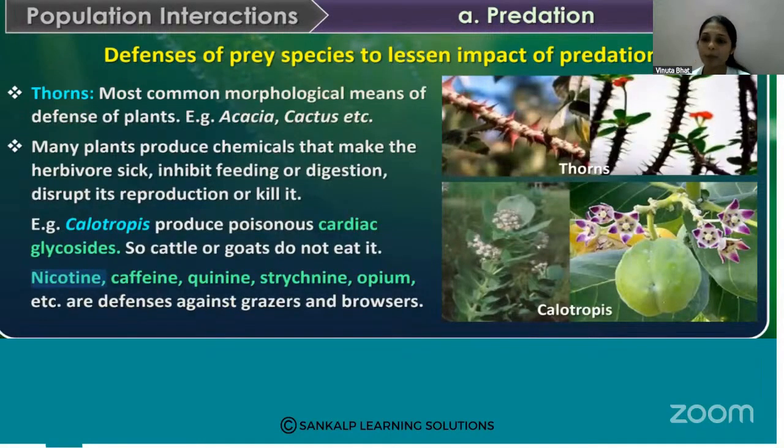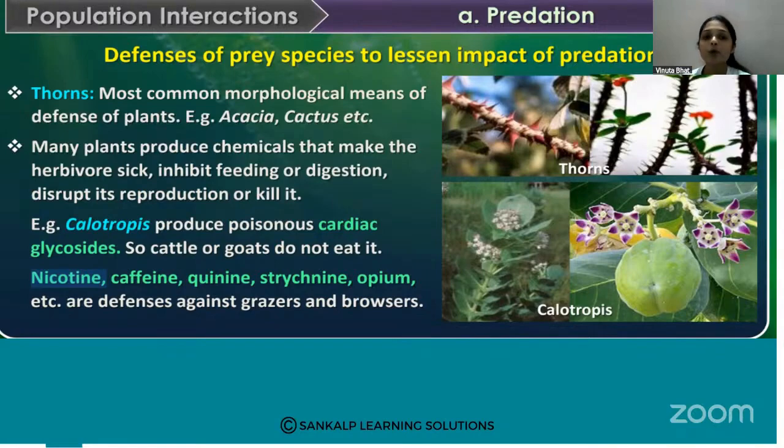Then what about the plants? You know that herbivores feed on the plants. So here prey are plants and the predators are herbivores like deer and rabbit. Animals can run, or they can mimic the environment, or they develop some defense mechanism to fight against the predator. But what about the plants? Plants are not able to run or escape from the animals. So they develop some morphological defense, like acacia and cactus.